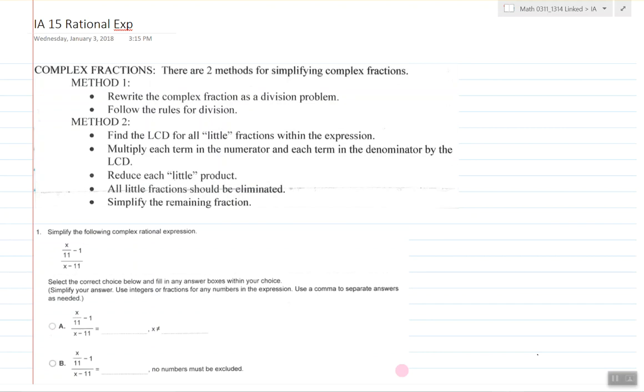All right, this is lesson IA-15. It's our final lesson on rational expressions. There are two objectives in this lesson, and I'm going to break this apart into two videos. The first lesson has to do with simplifying complex expressions, complex fractions.